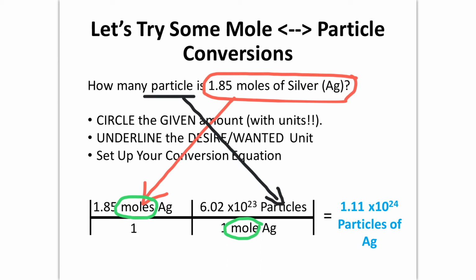Anytime you see the word particle, you're going to write 6.02 times 10 to the 23rd. Okay? So we do that, we fill that in, and then 6.02 times 10 to the 23rd over 1 mole of silver. Now we just do the math, and the math is we multiply everything on the top, put that over, and then we multiply everything on the bottom, the denominator, and we divide the top number that we get by the bottom number that we get. Okay, and so when we do that, we should get this answer.